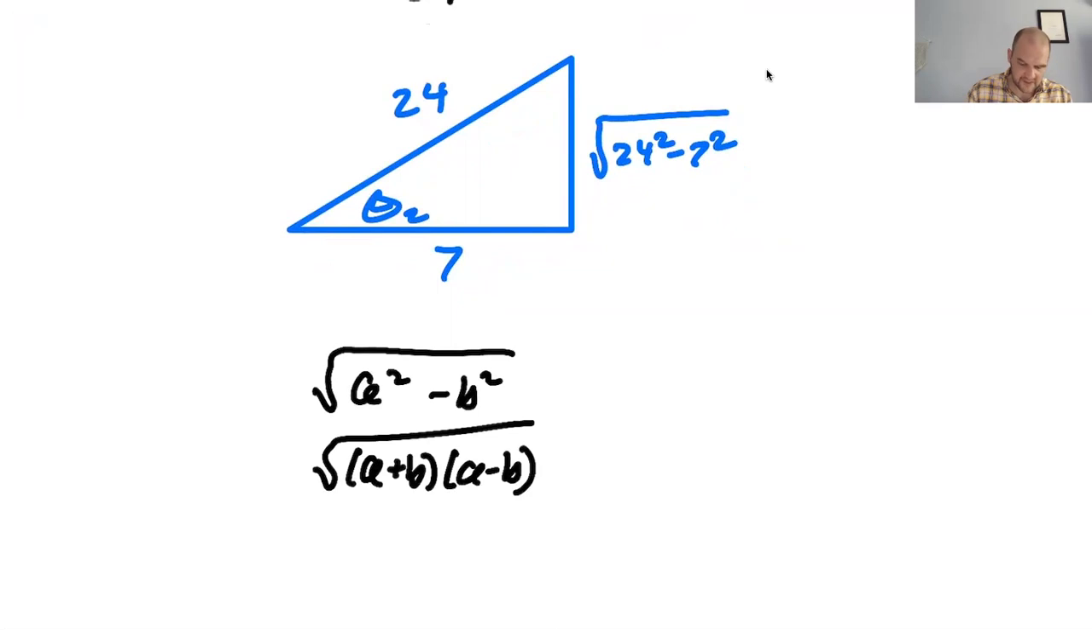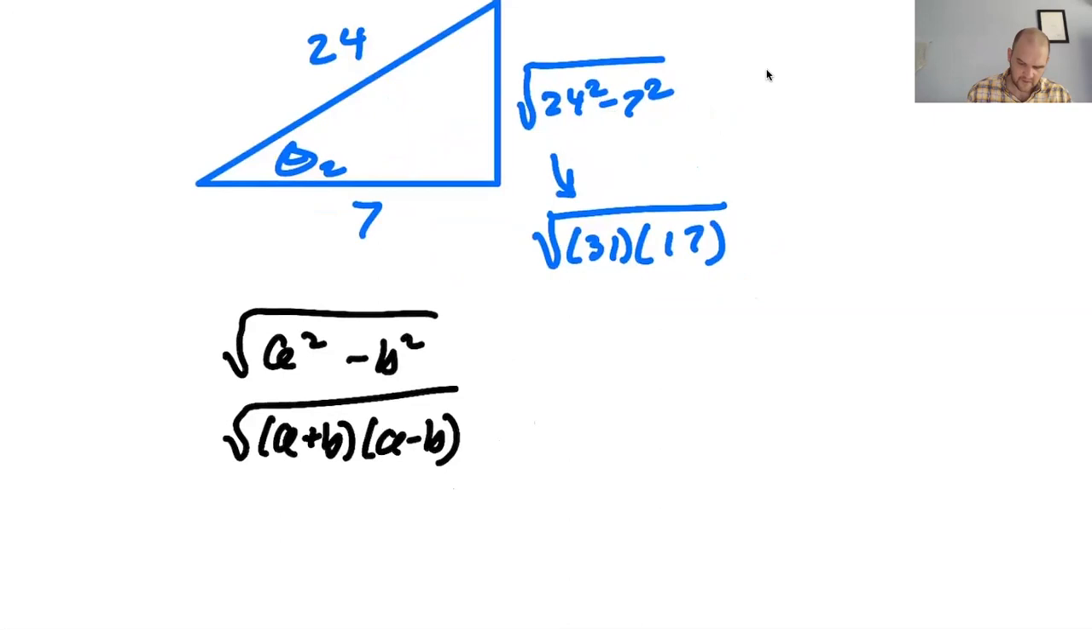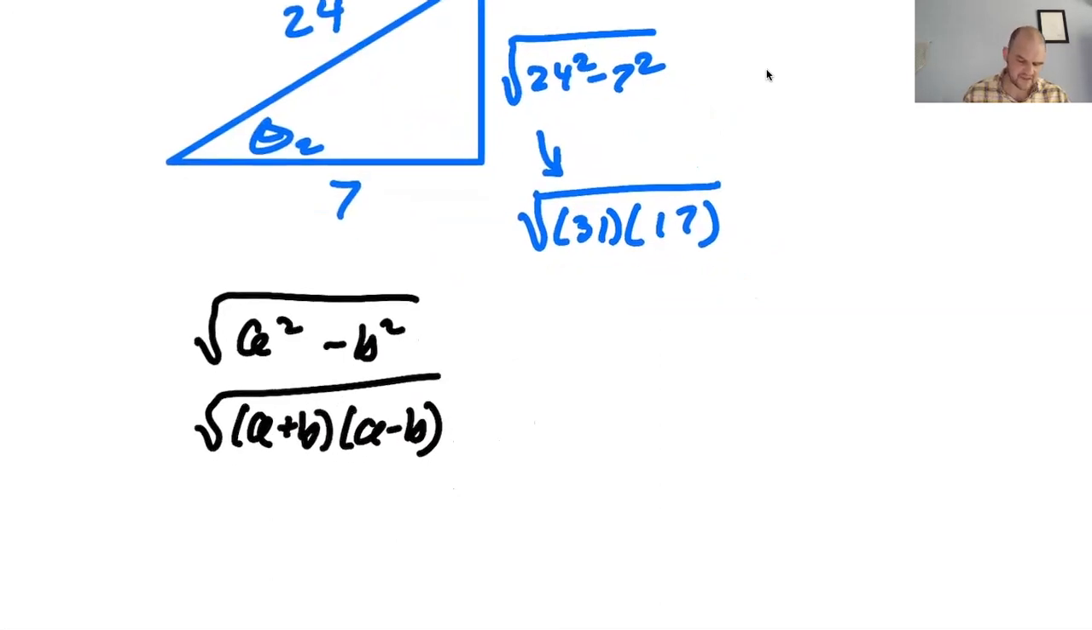So here, for example, I could say this is the square root of 24 plus 7 is 31, and 24 minus 7 is 17. And now I just need to multiply 17 and 31. That's if you don't want to square the two things and subtract. I don't really think it makes a difference in this particular case, but off the top of my head, I can't remember what 24 squared is, so I'm just avoiding that issue. 576, I guess. So it's 576 minus 49.